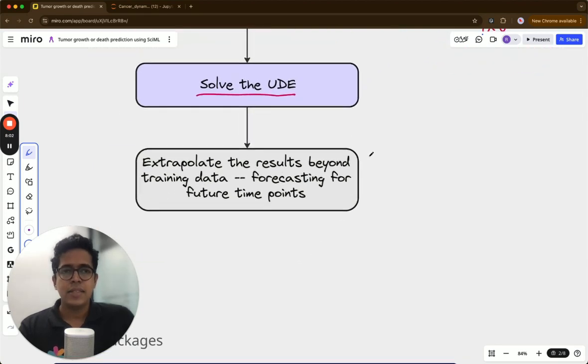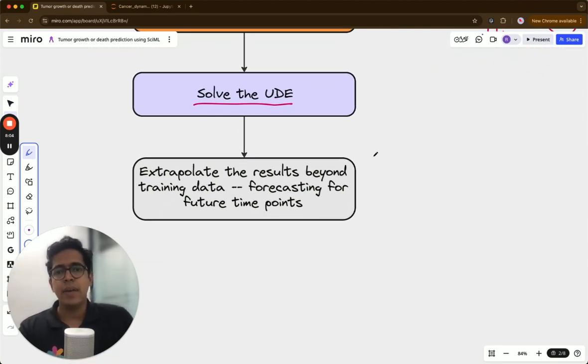And once you have the trained UDE, what you can also do is an exciting thing. And this is where the UDE approach in SciML gives you the most promise: forecasting for future time points. So how can you predict the size of the tumor?